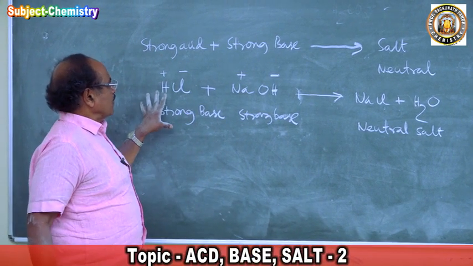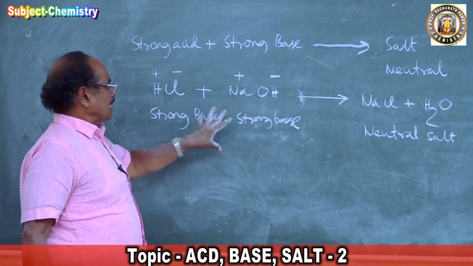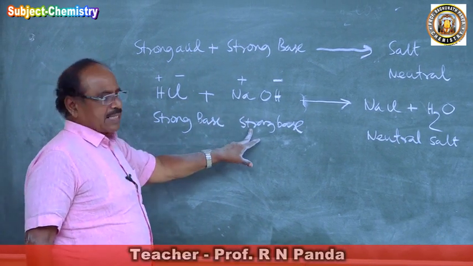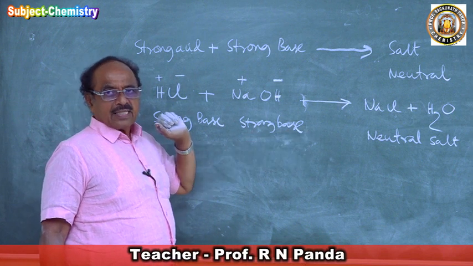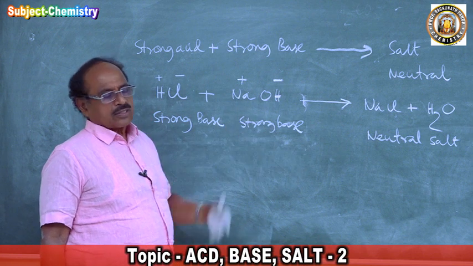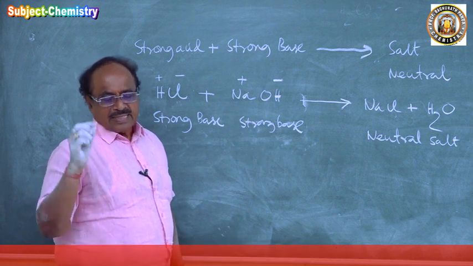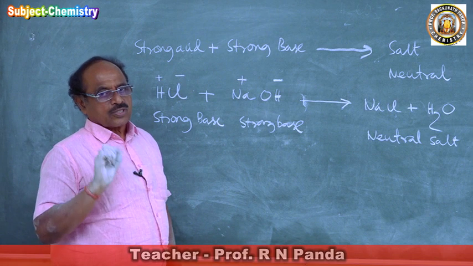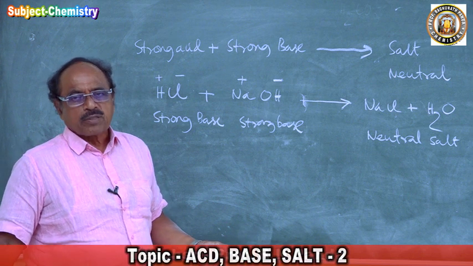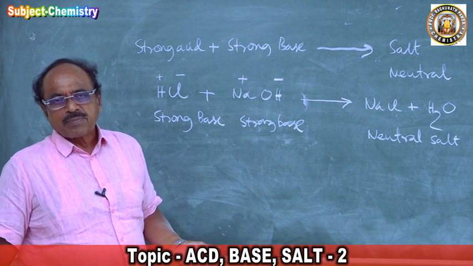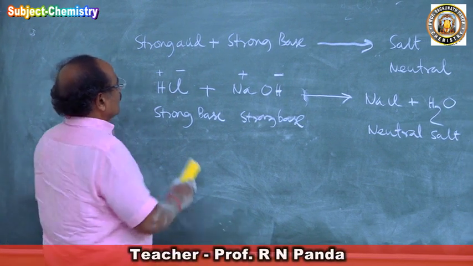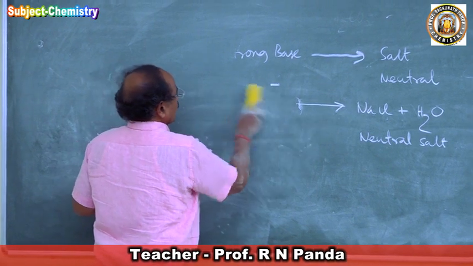When a strong base reacts with a strong acid, the salt is neutral. When a weak base reacts with a strong acid, the salt is acidic. When a strong base reacts with a weak acid, it is a basic salt. So three types of salts we have: acidic salt, basic salt, neutral salt. The part of the salt which comes from the base is called the basic radical. The part of the salt which comes from the acid is called the acid radical. So this is what an acid, a base, and a salt are.